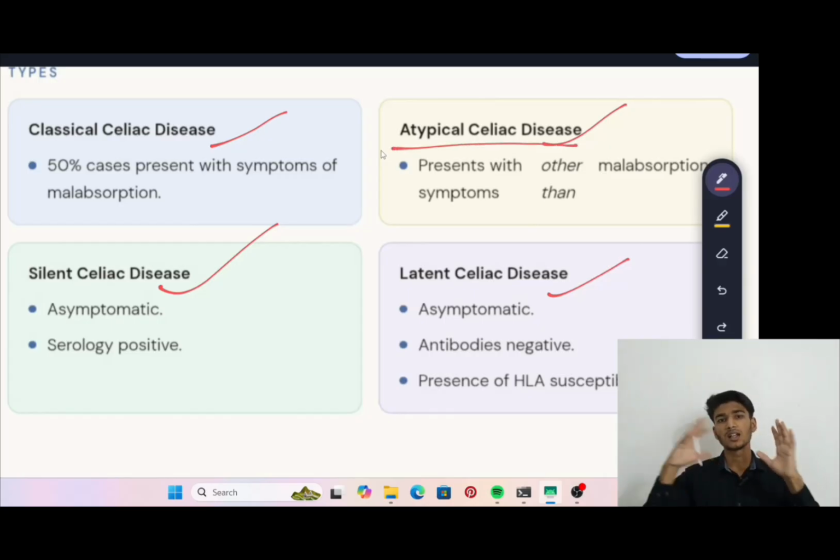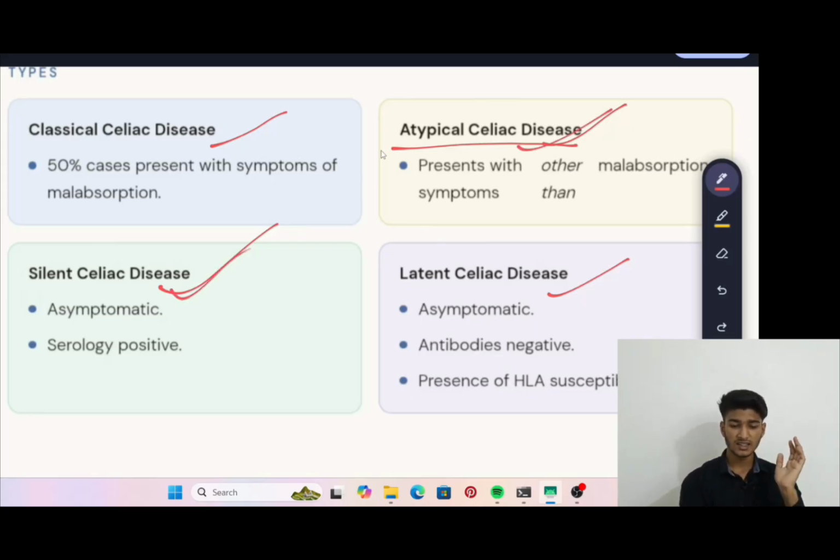Here, the symptoms are other than the symptoms of malabsorption. Like in the cerebellum, there will be deposition of calcium. You will see there is secondary hyperparathyroidism. These are not related to malabsorption. Still, they will appear in the atypical celiac disease.